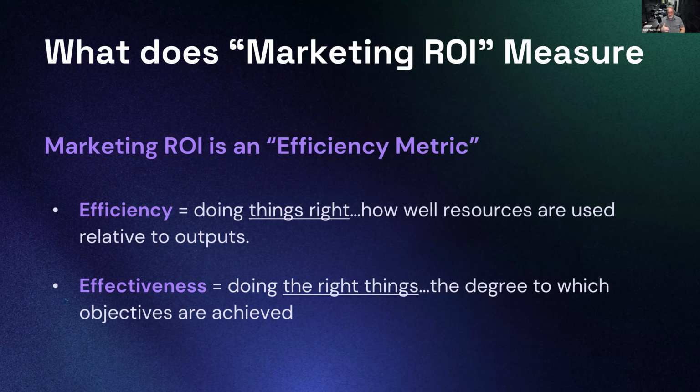And again, the distinction here is efficiency is doing things right. So how well were the resources used relative to the outputs, versus effectiveness is doing the right things. So the degree to which the things you're doing are achieving business objectives.